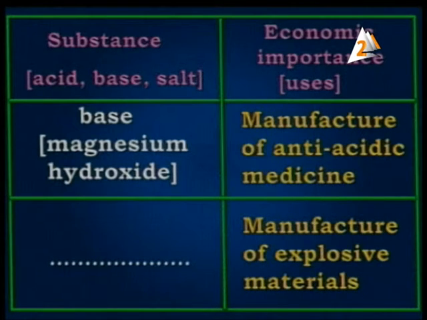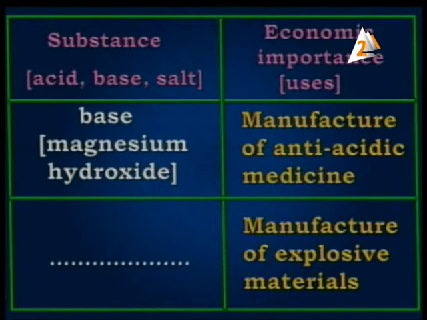Let's go to see the first one, base. Magnesium hydroxide is used in the manufacture or making of anti-acidic medicine. Anti-acidic medicine, it means what? It means it is a type of medicine that is used to remove the acidity of our stomach.